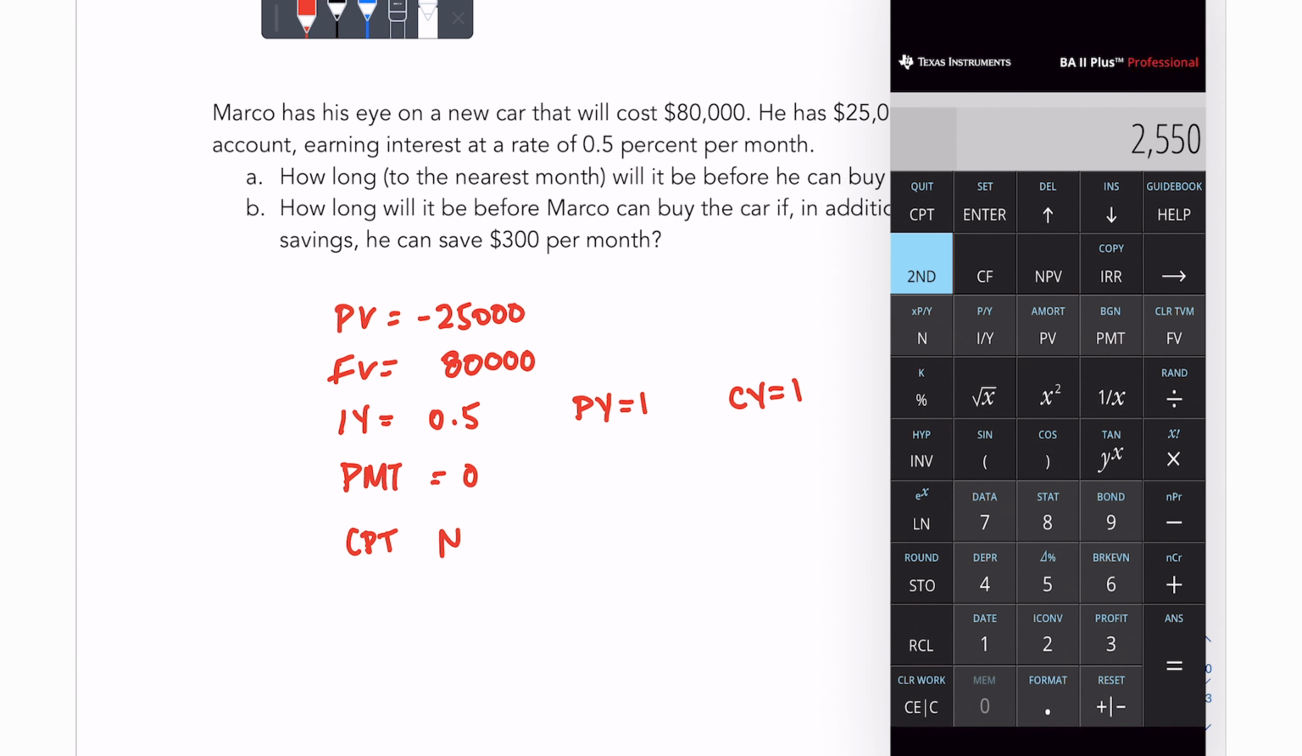So 25,000 negative PV, 80,000 FV, 0.5 IY. We're going to clear this, make sure those are both set to 1. 0 payment, compute N. It would take him 233.2 months. So they want that rounded to the nearest month, so 233.